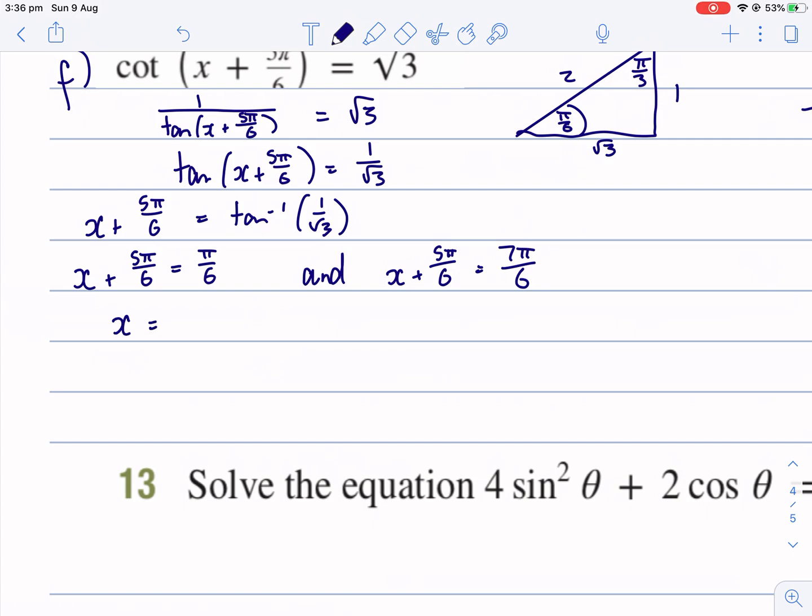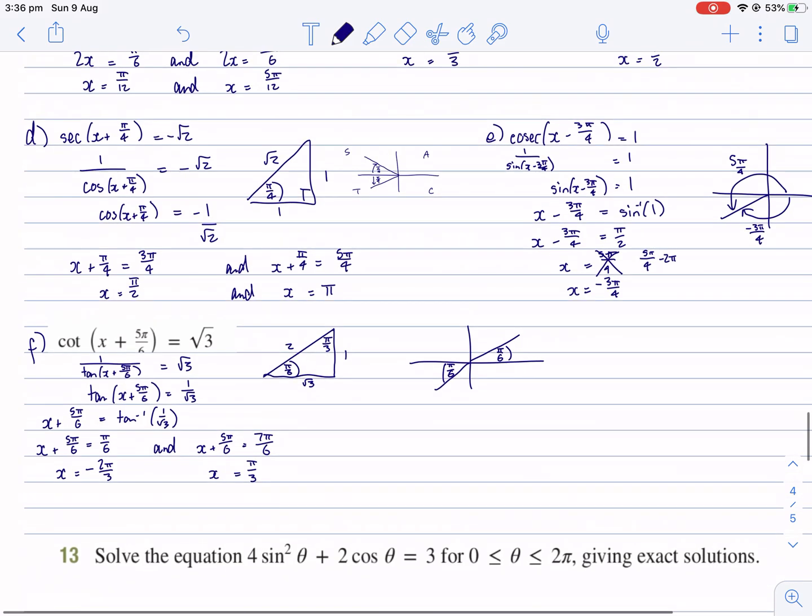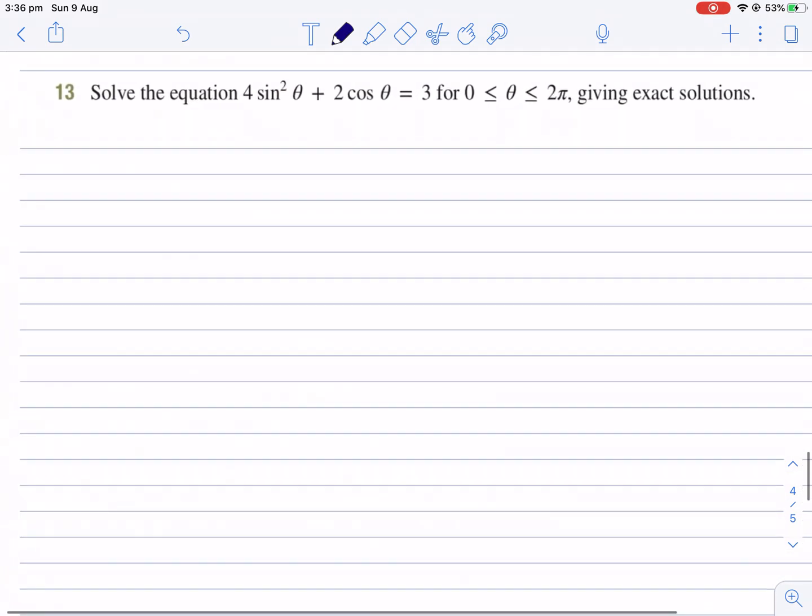Okay, so x equals 1/6 take 5 sixes is negative 4 sixes, so negative 2 pi on 3. 7 pi on 6 take 5 pi on 6 is 2 pi on 6, which is pi on 3. And both those answers are between pi and negative pi.